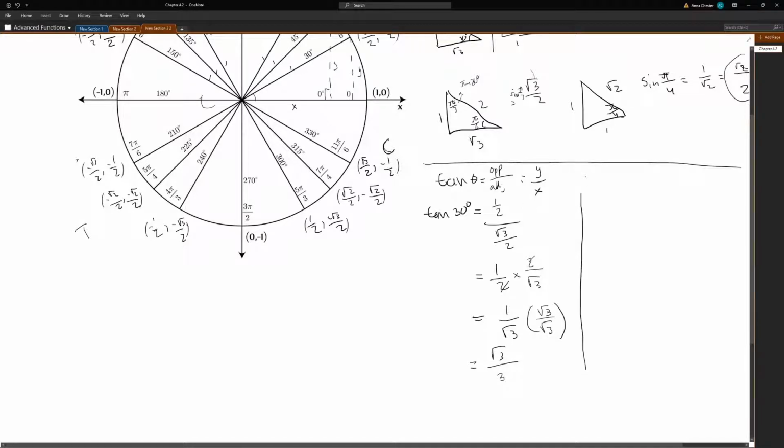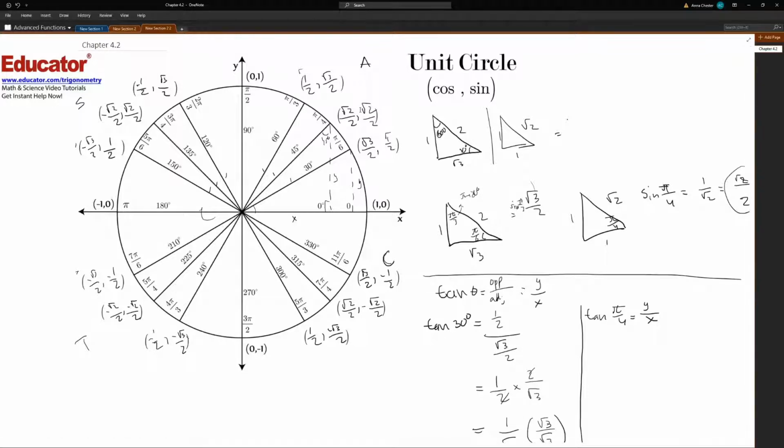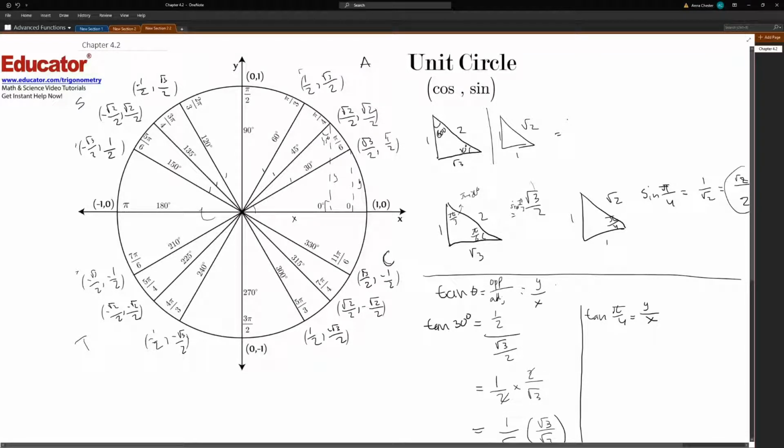Tan 45 or tan pi over 4, let's actually do it in radians now. Tan of pi over 4 again is equal to y over x. The fun part about this is if you remember, or if you have memorized this by now, the values we have at 45 degrees or at pi over 4 are the same for cosine and sine. So since they're the same, we can always remember that tan pi over 4 is just equal to, what is it?